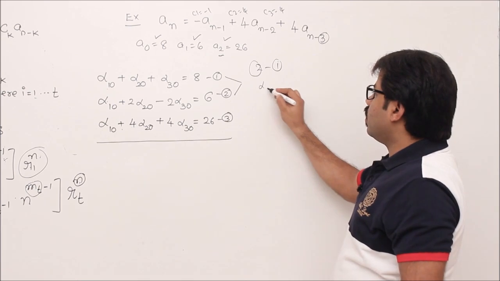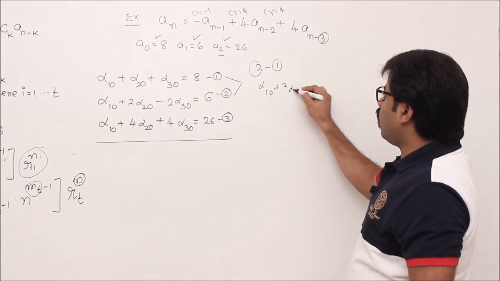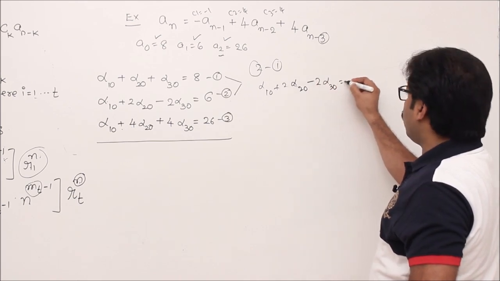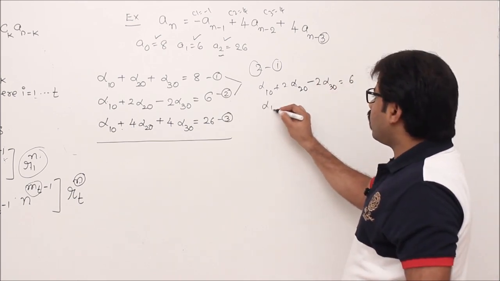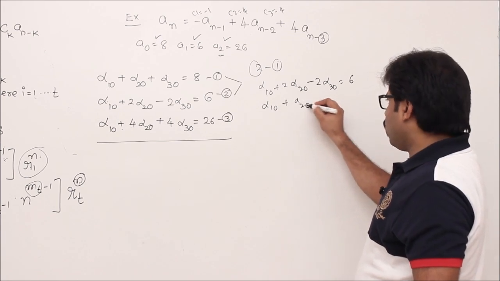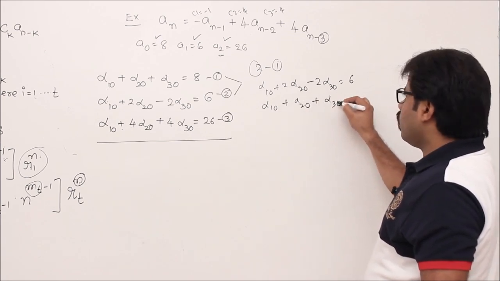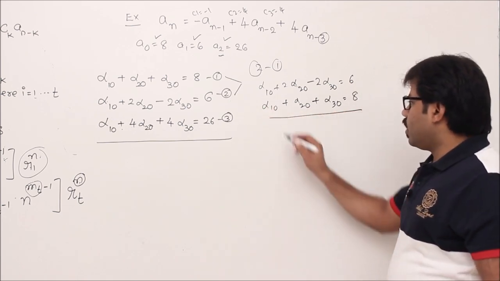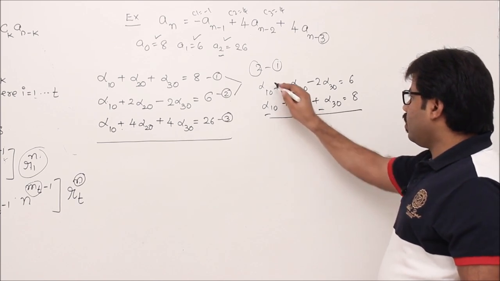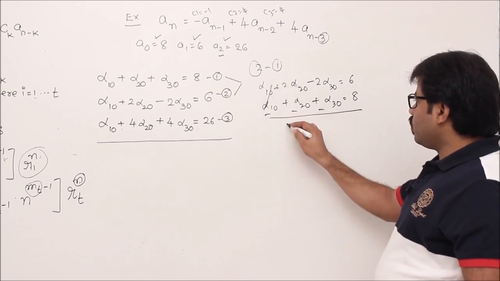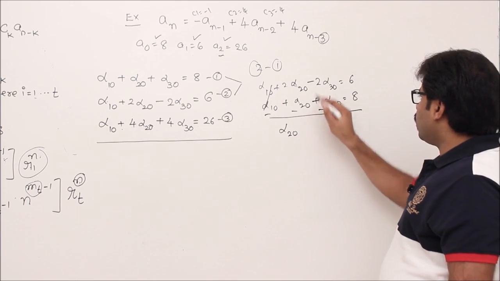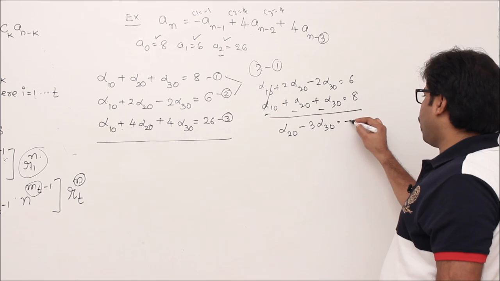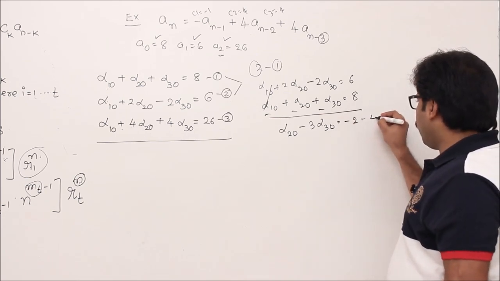Anything you can do, of course. So let me write it first. Minus alpha 1 0 plus 2 alpha 2 0 minus 2 alpha 3 0 equal to 6. Second one, alpha 1 0 plus alpha 2 0 plus alpha 3 0 equal to 8. Okay. So let me do subtraction. When I do subtraction, 2 alpha minus 1 alpha is 1 alpha, alpha 2 0, minus 2 minus 1, minus 3 alpha 3 0 equal to 6 minus 8, minus 2. So this is equation number 4, remember it.